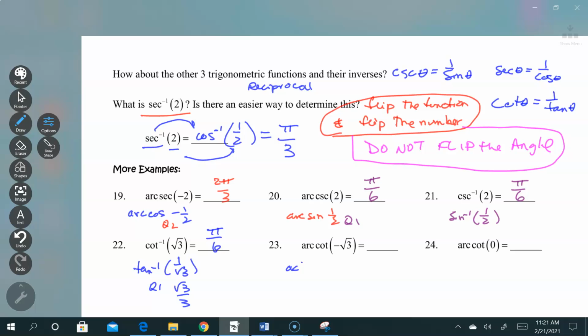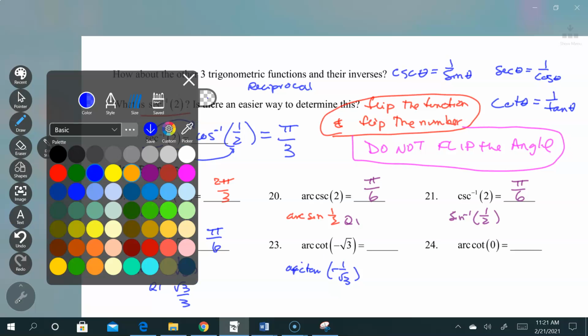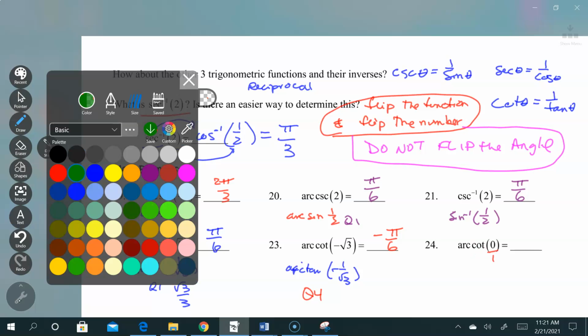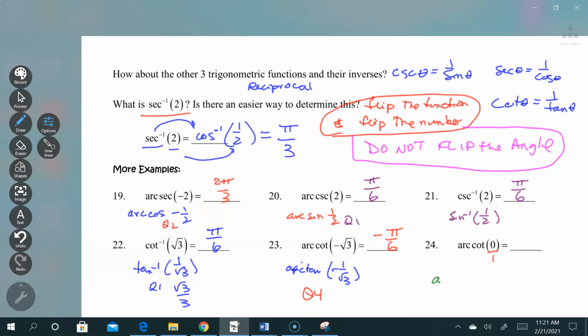I'm going to do arc tangent of negative 1 over radical 3. But now, because it's negative, I'm in quadrant 4. And quadrant 4 is the same answer as quadrant 1, it's just going to be negative. Negative pi over 6. And it says arc cotangent of 0. Well, 0 is 0 over 1. So when I flip this, I get arc tangent of 1 over 0. Or when is it undefined? And we just said on the last page that is pi over 2.